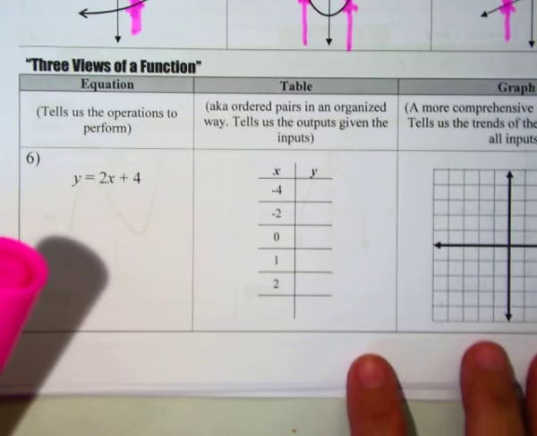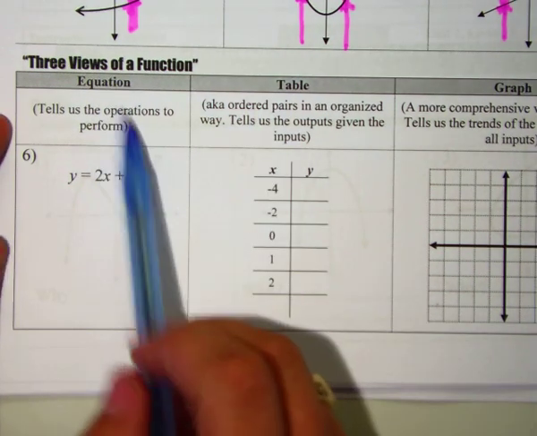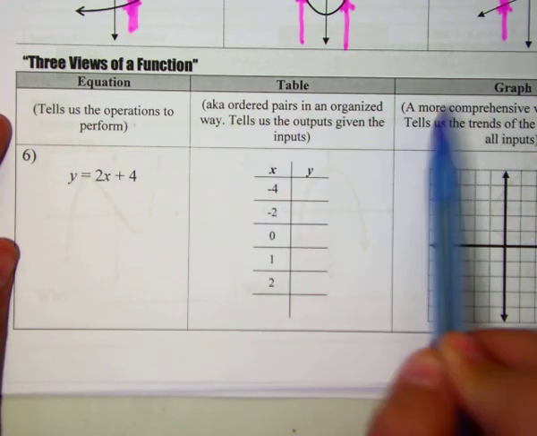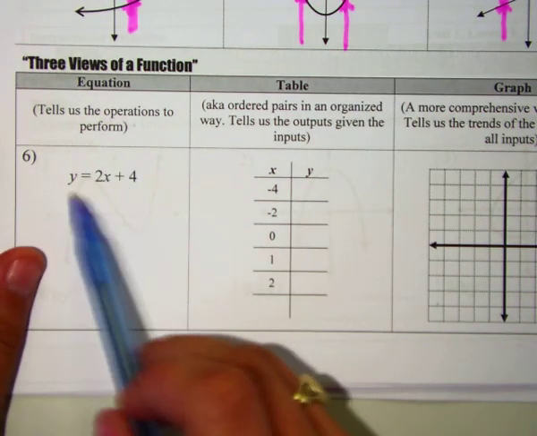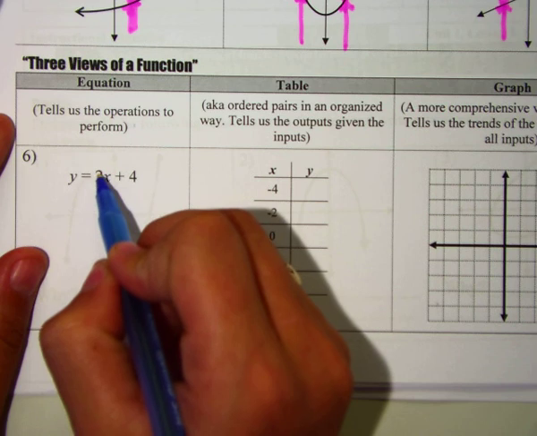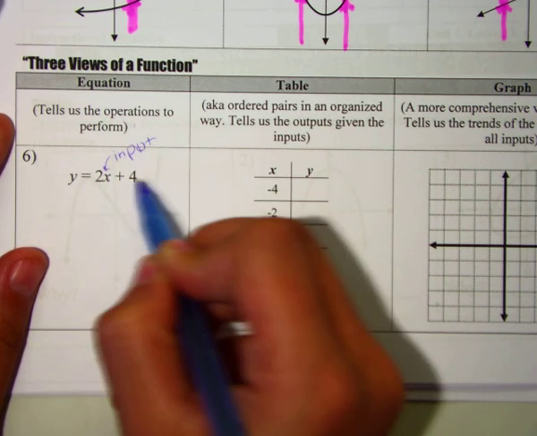So quickly I'm going to talk about the 3 views of a function. That way you can start on your practice. We have 3 different views. There's the equation, a table, and a graph. An equation tells us the operations to perform. So for example, right here, this tells us 2 times the input plus 4.